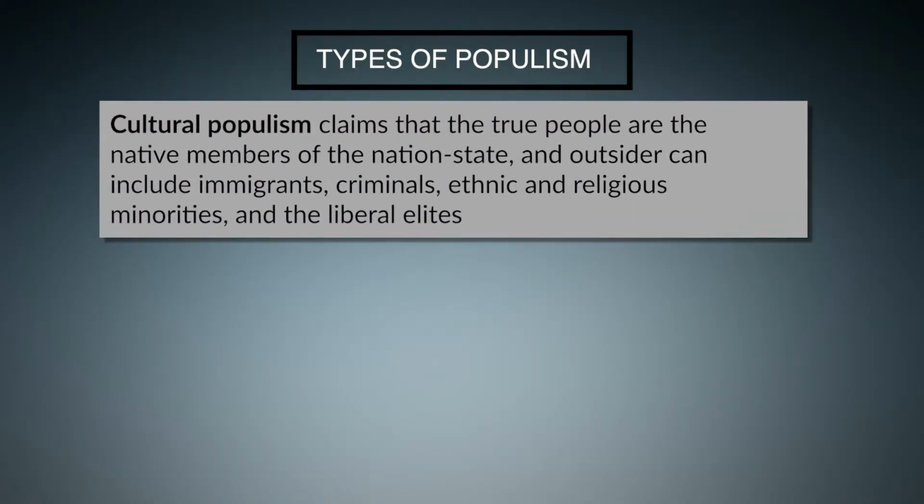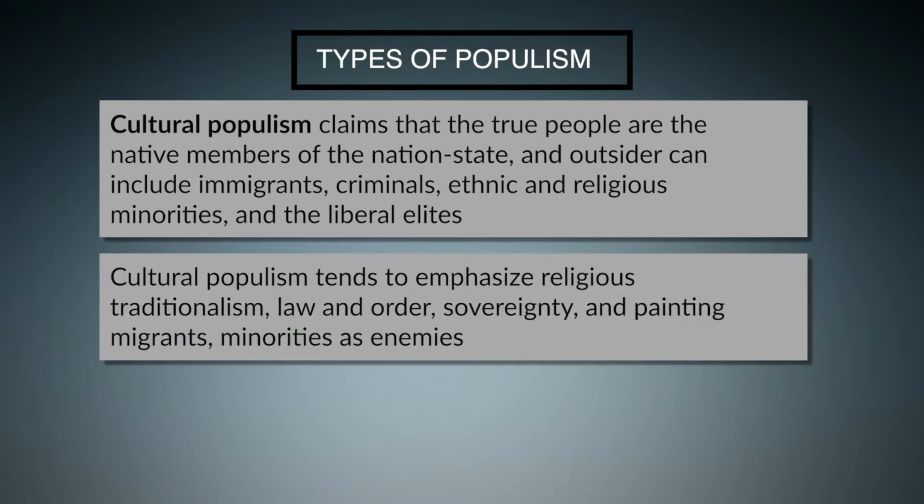Cultural populism claims that the true people are the native members of the nation state, and the outsiders can include immigrants, criminals, ethnic and religious minorities, and the liberal elites. Cultural populism tends to emphasize religious traditionalism, law and order, sovereignty, and painting migrants and minorities as the enemy. This is quite an important aspect of populism because we see an amalgamation of both political and cultural populism in different parts of the world, including India.